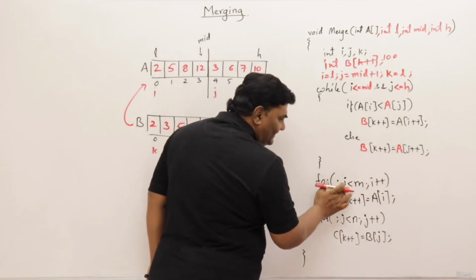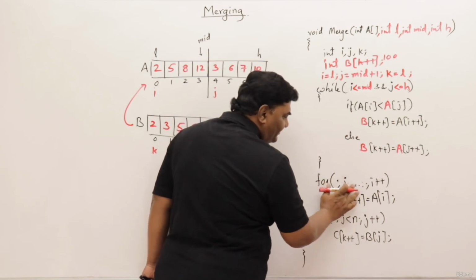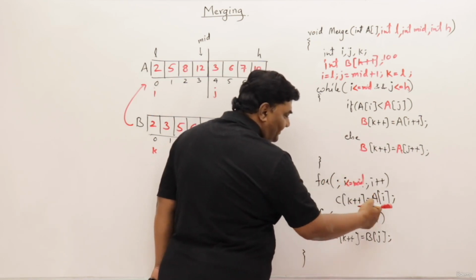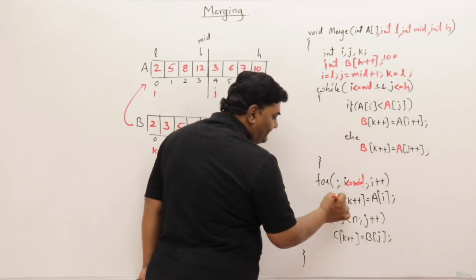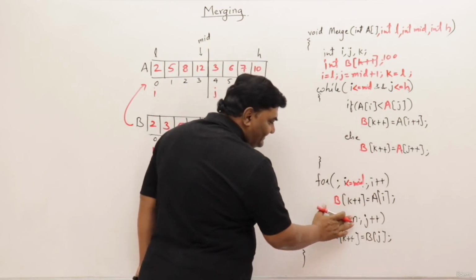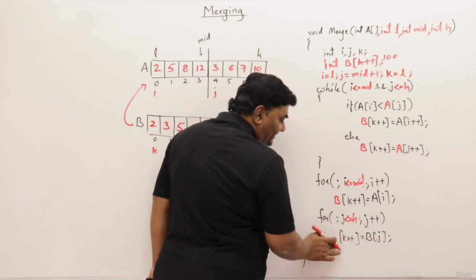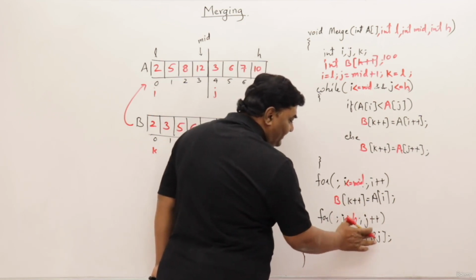Then this one, I should write I less than or equal to mid. Copy these elements in array B. Then j, I should write less than or equal to high. And copy all the elements in B from A only.